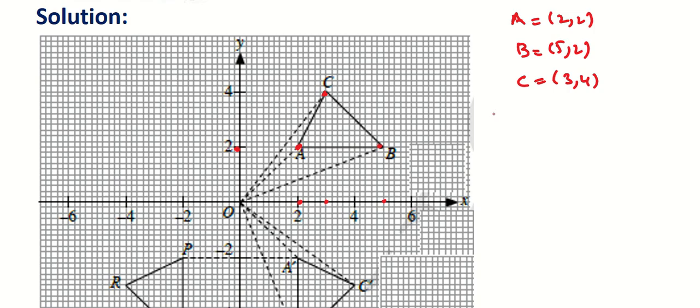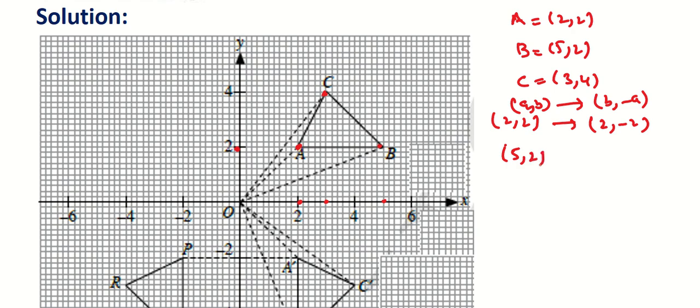After rotation, 2, 2 becomes 2 minus 2, because AB becomes b minus a after rotation, and 5, 2 becomes 2 minus 5 after rotation. 3, 4 becomes 4 minus 3 after rotation. These are the coordinates of A dash, B dash, and C dash.